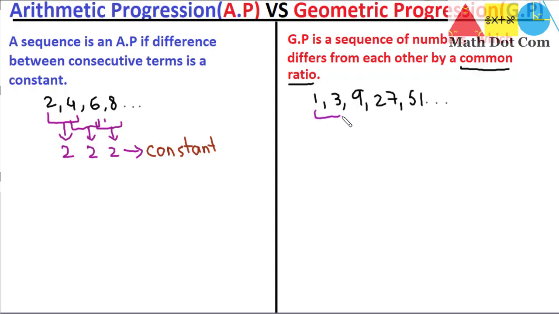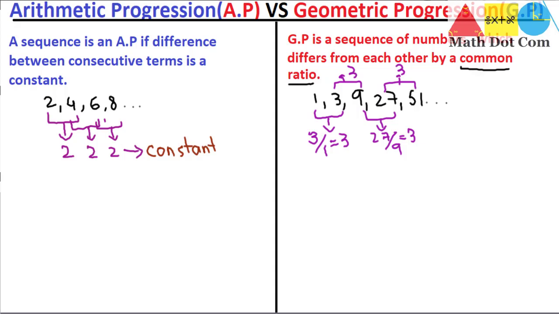For example, if we take the ratio of these two terms, what we will get is 3 divided by 1 equals 3. If we take the ratio of these two terms, what we will get is 27 divided by 9 equals 3. If we take the ratio of the other terms, we again get 3. So we have a common ratio. So when you come across a common ratio, then you must say that the given sequence is a geometric sequence or geometric progression.